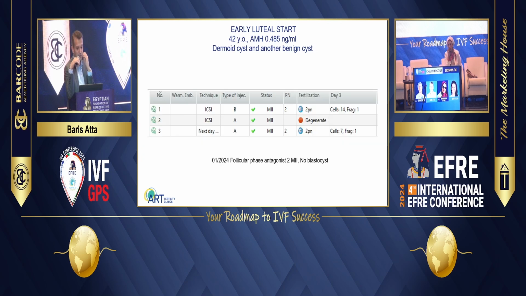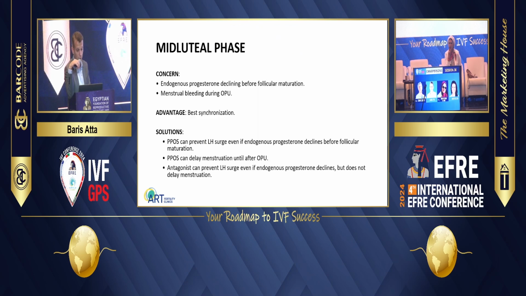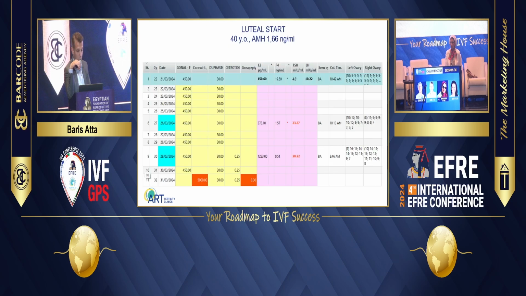So this patient is a bit complicated. She's 42, she has a dermoid cyst, another benign cyst with some papillary appearance, etc. Oncological assessment. Unfortunately, we didn't get an euploid. So mid-luteal, again, the progesterone is high. Mid-luteal is best for synchronization. Endogenous FSH is at its lowest. Follicles are most synchronous, but progesterone will likely decline before you reach trigger, and the stimulation will take longer. So you can use a PPOS or antagonist.